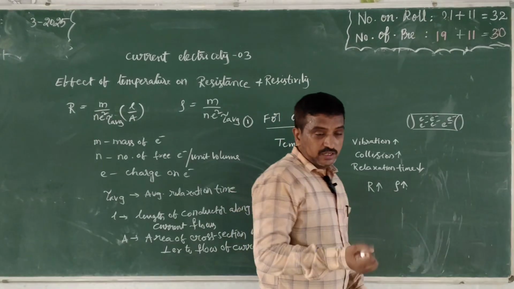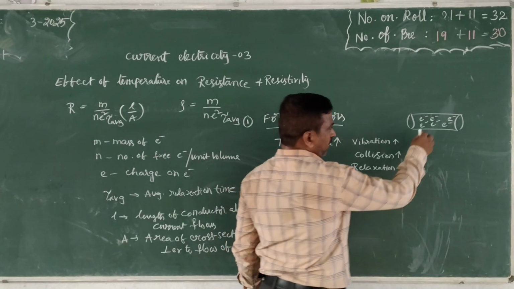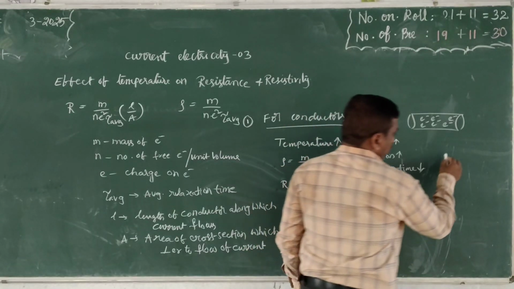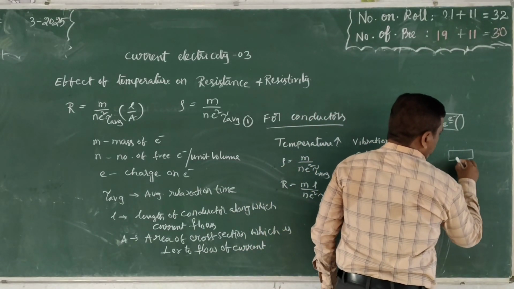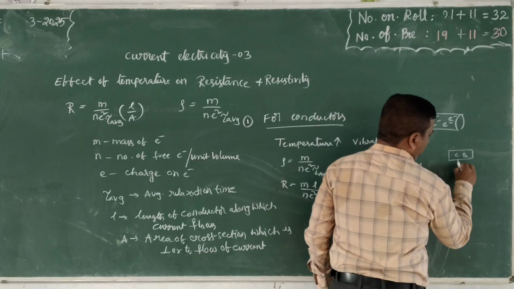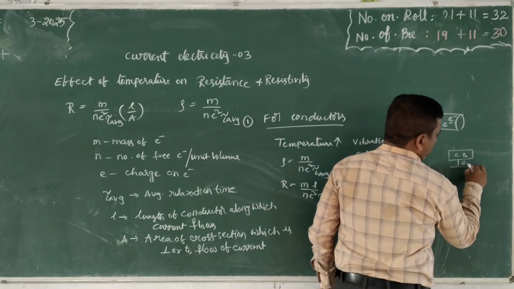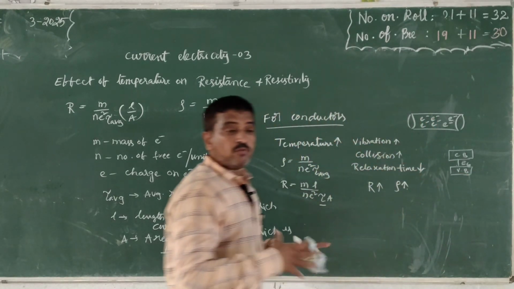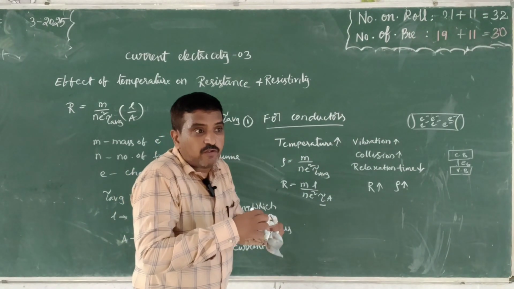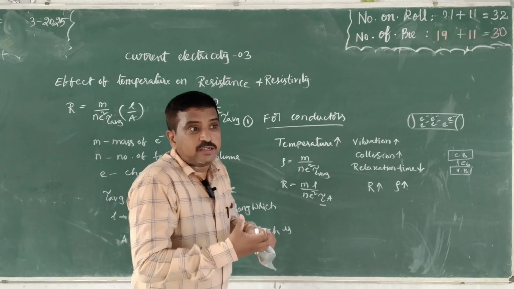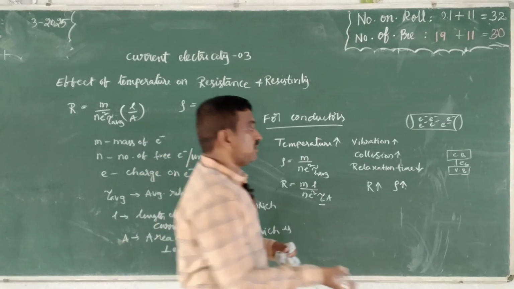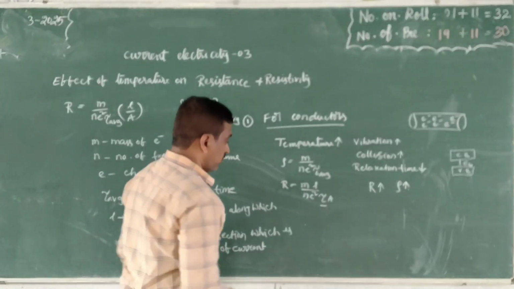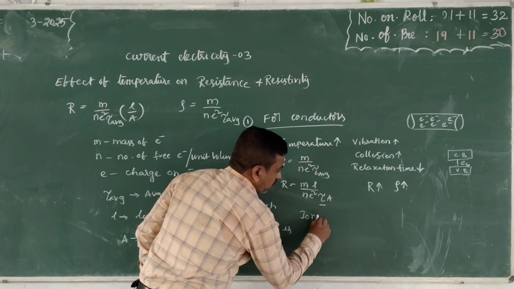When temperature increases, what happens now? In a conductor, atoms and molecules are there, and there are three bands: the conduction band, the energy gap, and the valency band. The electrons in the valency band get energy when temperature increases and jump to the conduction band. Then the number of electrons increases, because of ionization.